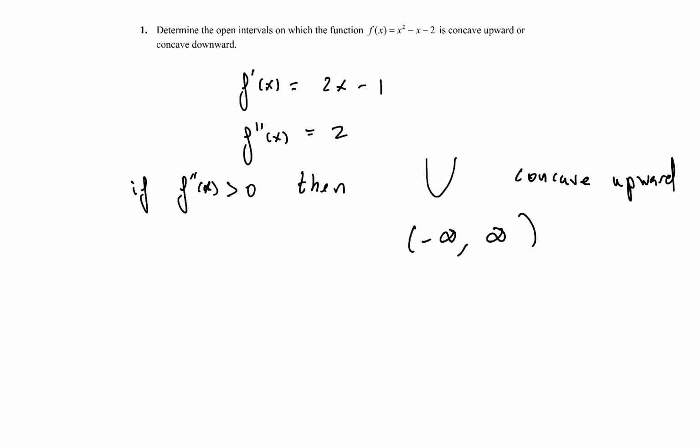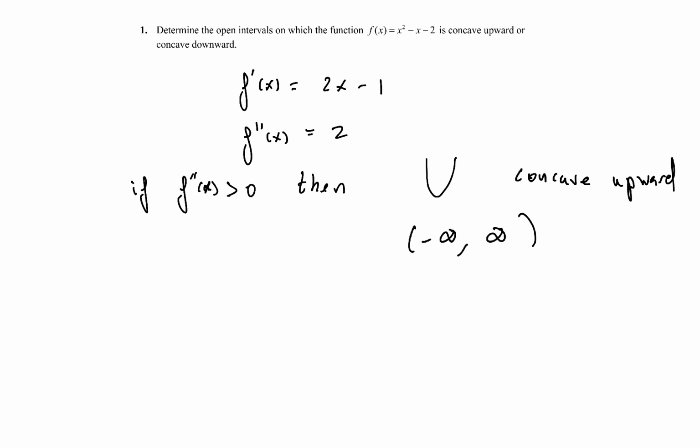Determine the open interval on which the function is concave upward or concave downward. The function is x squared minus x minus 2. What is the first derivative? 2x minus 1. What is the second derivative? It is 2. The second derivative is positive, so the graph of the function is concave upward. If f second of x is positive, it's concave upward, and it's concave upward in all the intervals from minus infinity to infinity.